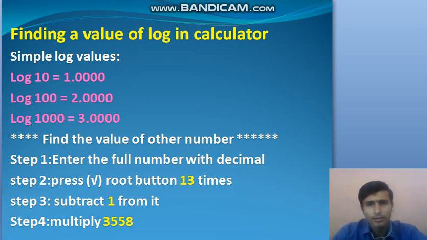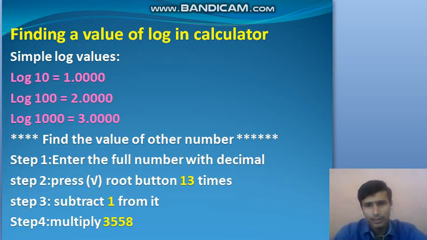Here you have to remember the simple log values. Suppose log 10 is equal to 1, log 100 is equal to 2, log 1000 is equal to 3, and similarly you can go on. So log of 10 is considered as 1. But how can we find the log of other values? For other numbers we have to follow 4 steps in the simple calculator.